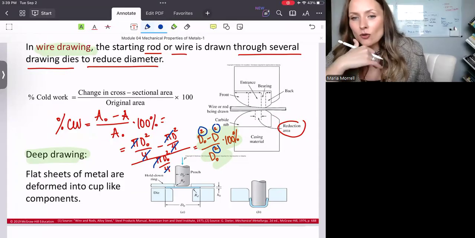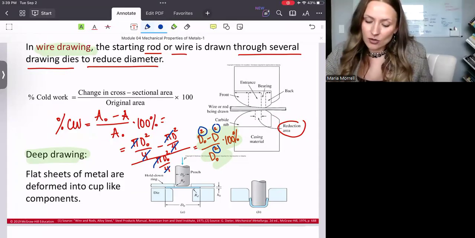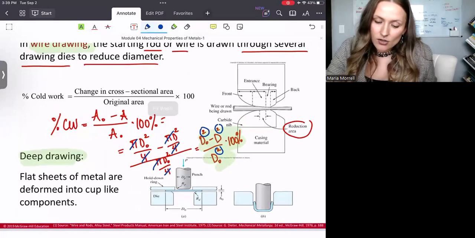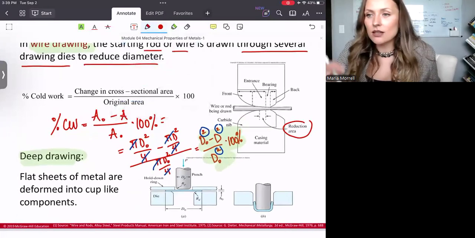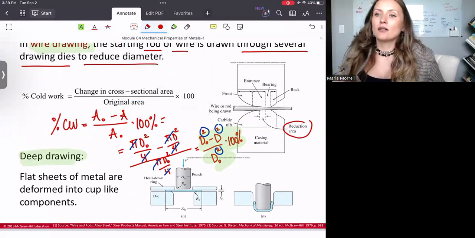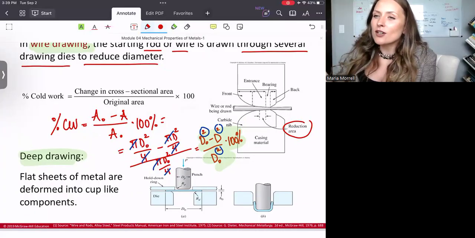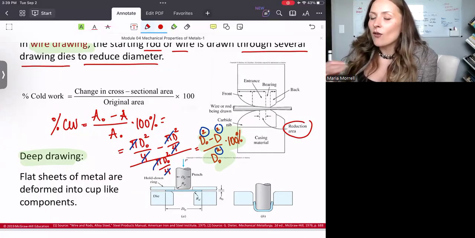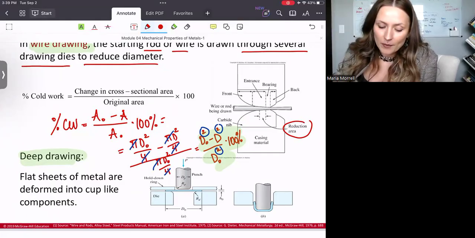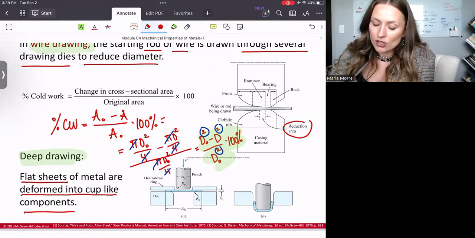All right, now deep drawing. We won't be doing any math for the deep drawing, but it's important to understand. I did mention it in the first slide, I believe. If you remember when I was mentioning all those functional shapes, one of the shapes that I mentioned was a cup. And you actually do the deep drawing to produce these cup-like components. We usually begin with flat sheets, and then the way they are deformed into cup-like components looks just like this.